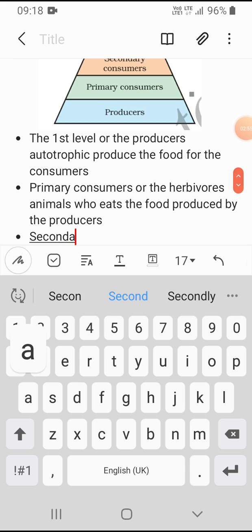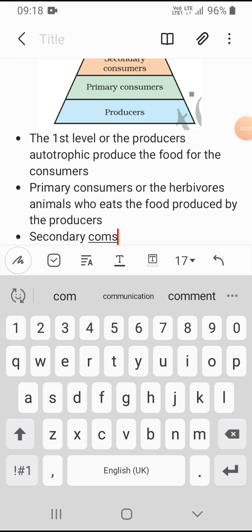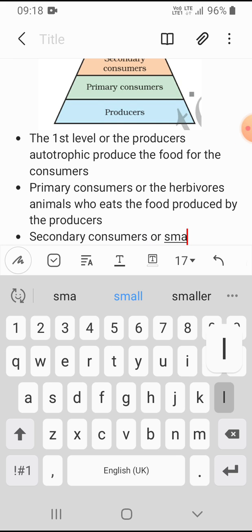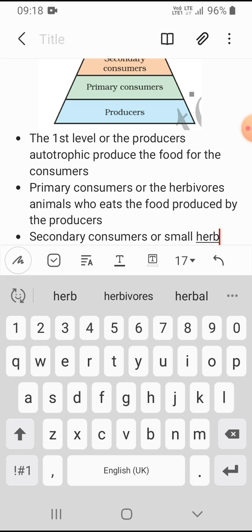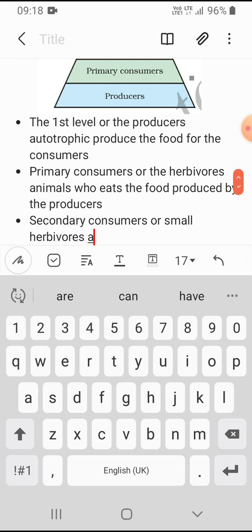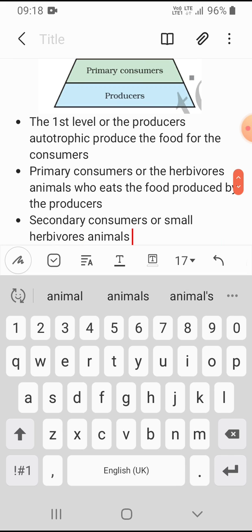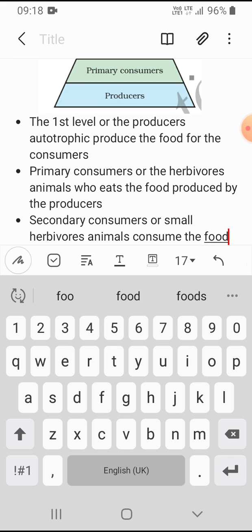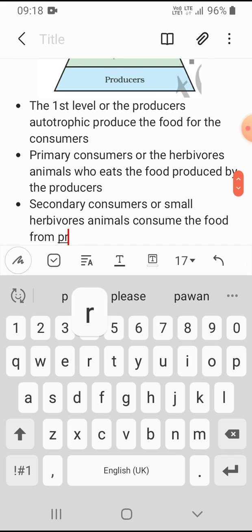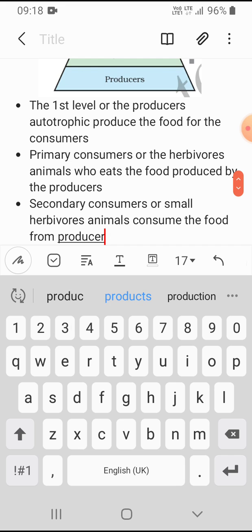Secondary consumers are small herbivorous animals who consume the food from producers after the primary consumers.